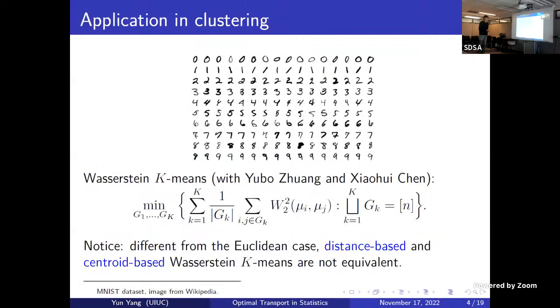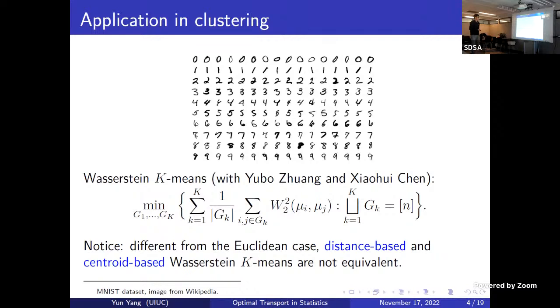So one application of optimal transport is in clustering. Think about the very famous MNIST data set, which is a benchmark data set in computer vision. Say we have 10 digits, and we can think of each digit as corresponding to a cluster. If we want to classify a future image into one of those 10 categories: an image is a two-dimensional object, but usually you can vectorize it into a high-dimensional vector, where the entries correspond to the pixel intensities of the image.